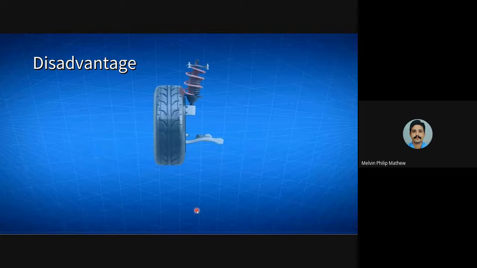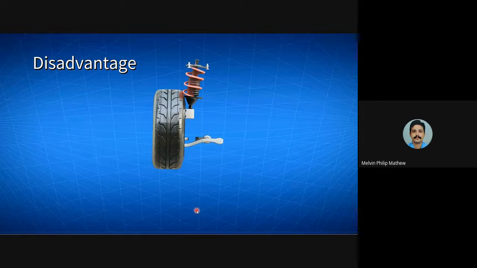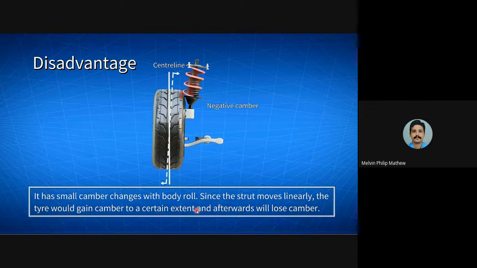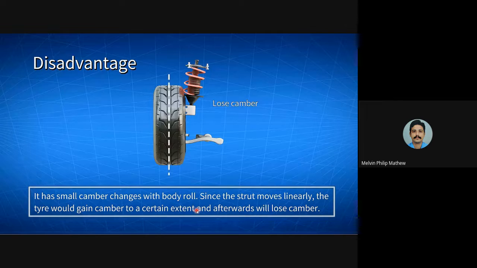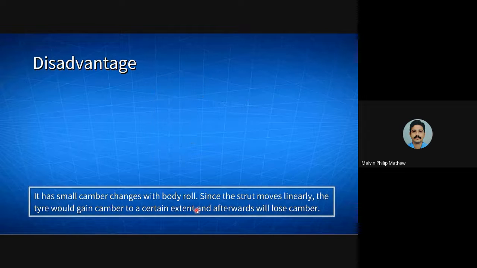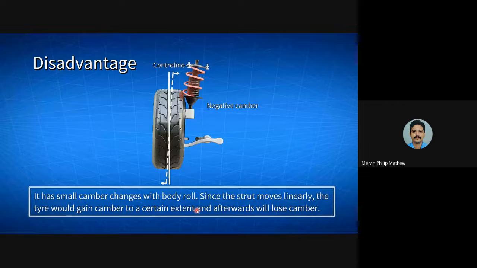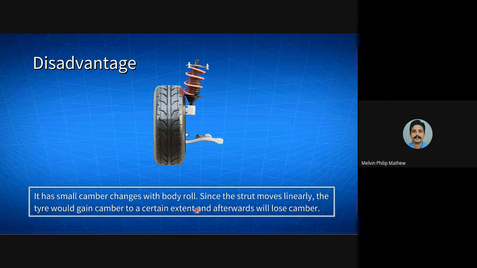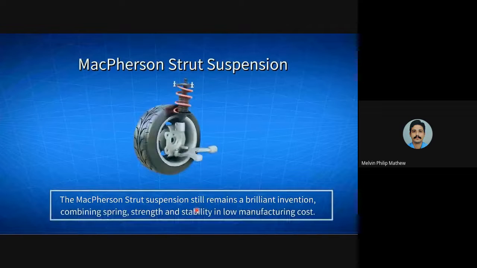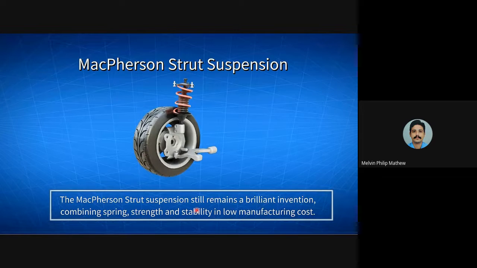Due to the simplicity of the McPherson strut suspension, it has small camber changes with body roll. Because the strut is moving linearly, the wheel gains camber to a certain extent, and after that will start to lose camber. This could hamper a car's handling, and it experiences a lot of body roll in cornering. This makes the McPherson strut inferior to other advanced suspension systems, such as the double wishbone suspension. Nevertheless, the McPherson strut suspension still remains a brilliant invention, which effectively combines springing, strength and stability, and low manufacturing cost.